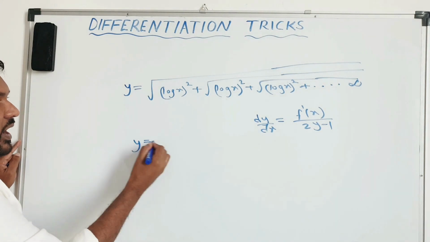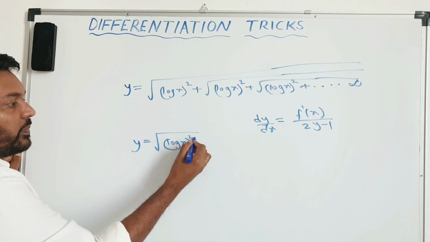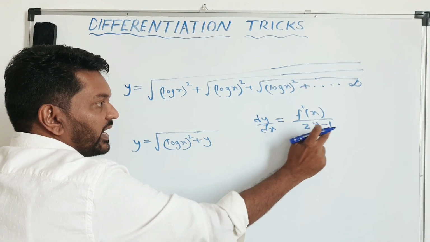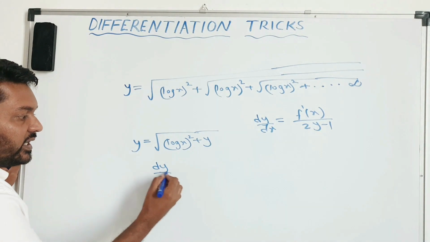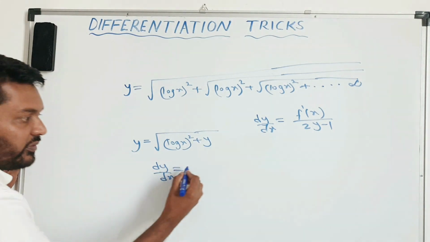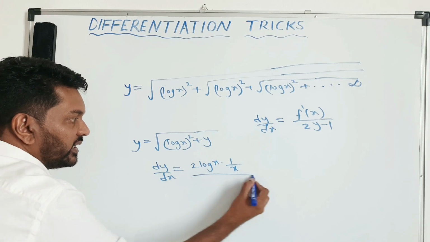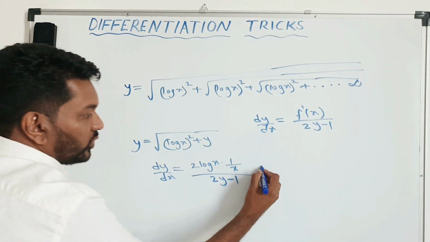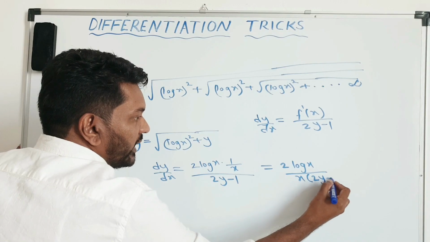I can write y equals root of log x square plus y. If it is coming in this form, dy by dx is f dash x by 2y minus 1. So differentiating, f dash x, f of x is log x the whole square. Derivative is 2 log x into 1 by x, because chain rule you have to apply, divided by 2y minus 1. So answer is 2 log x divided by x into 2y minus 1.